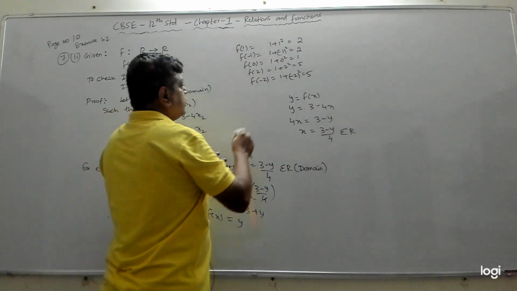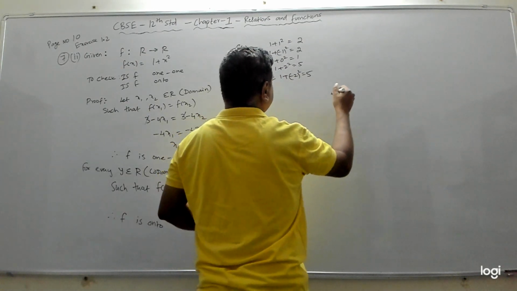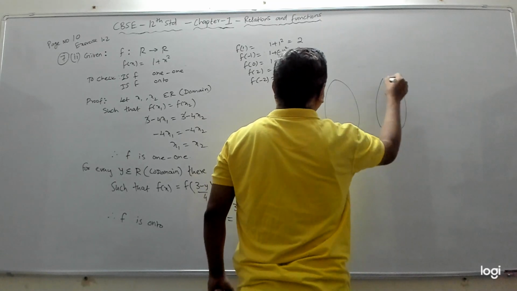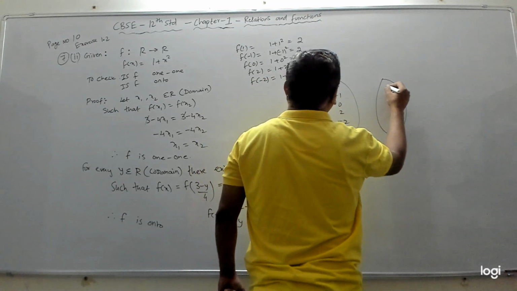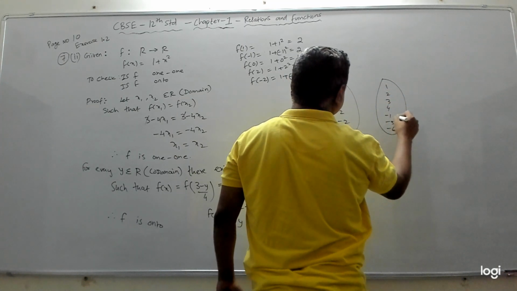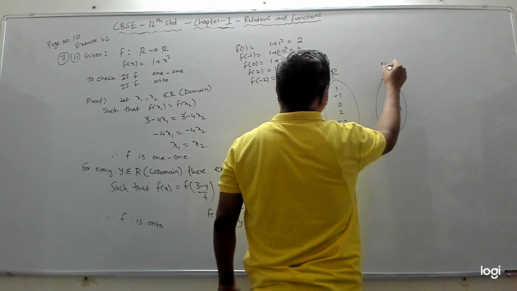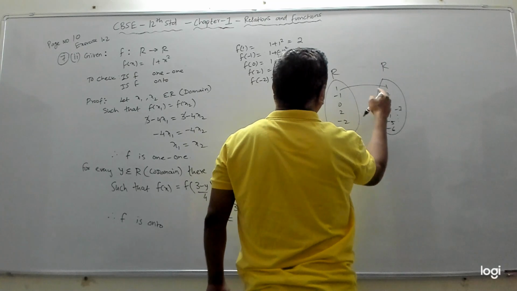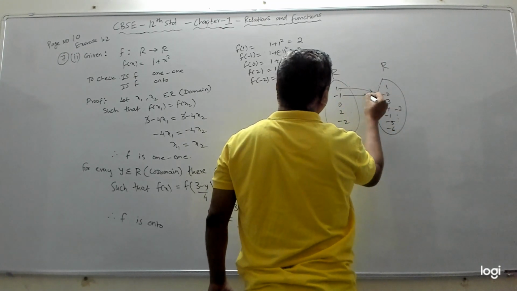Negative numbers are also getting mapped to positive. If I write out the sets, we have 1, -1, 0, 2, -2 on one side, and 1, 2, 3, 4, -1, -5, -6, -7 and so on. 1 is mapped to 2, and -1 is also mapped to 2.